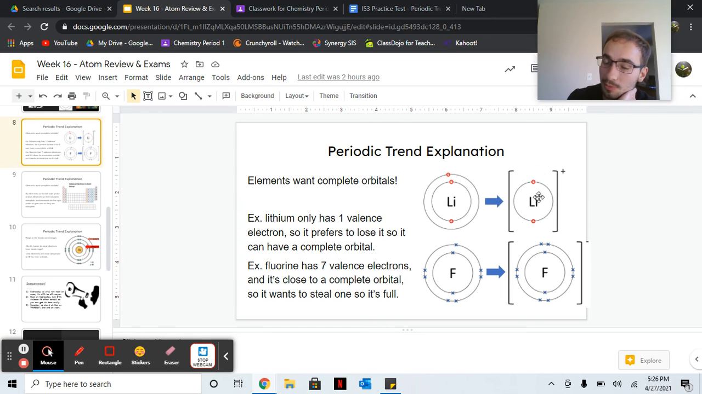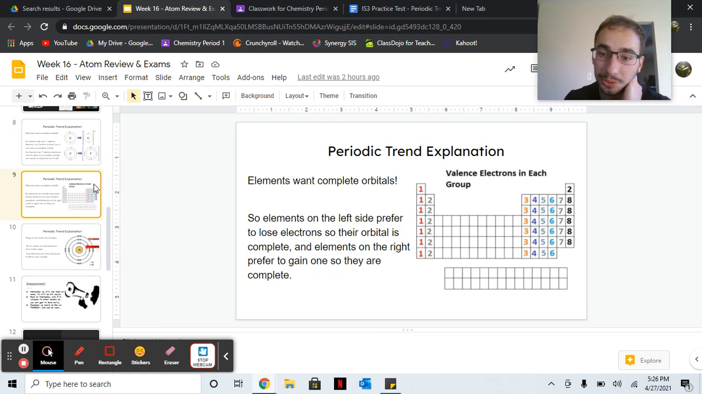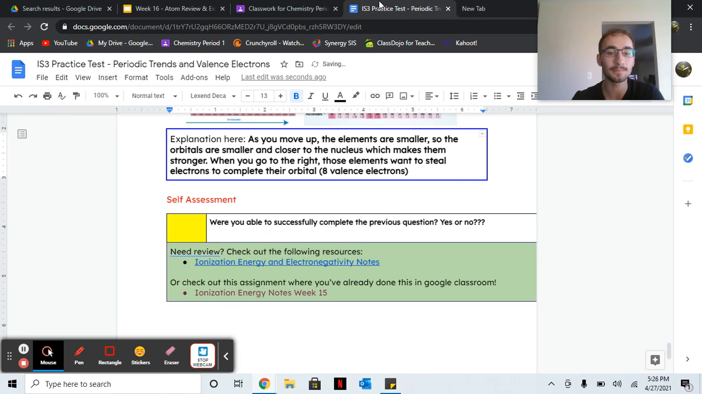So remember, all elements want to be like this. They want to have a complete orbital. But the elements on the left side, they want to lose electrons. So they're not going to be very strong. They want to lose them. Whereas all these elements, they want to gain electrons so they can be complete. So that's the idea. That's why they're stronger on the right side, because they need to steal those electrons.